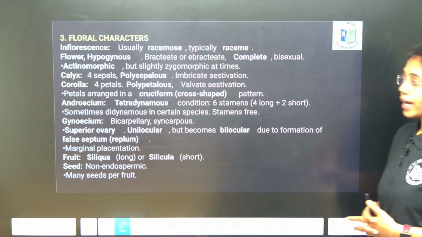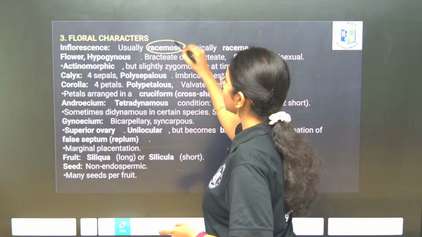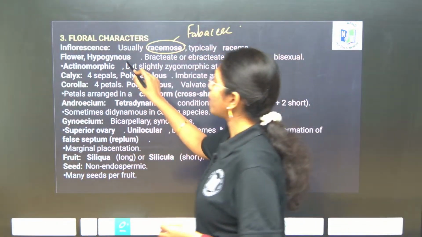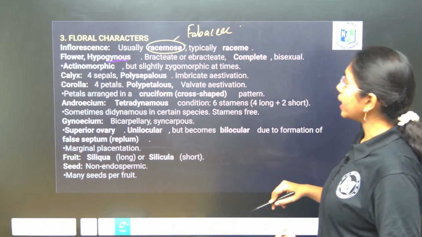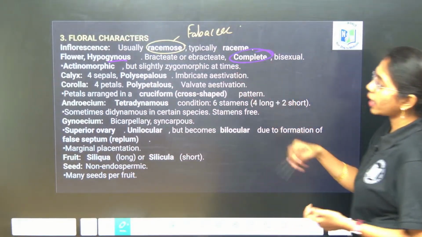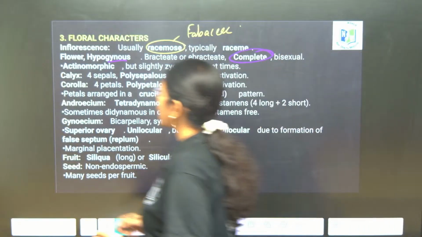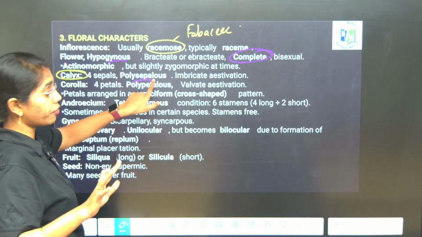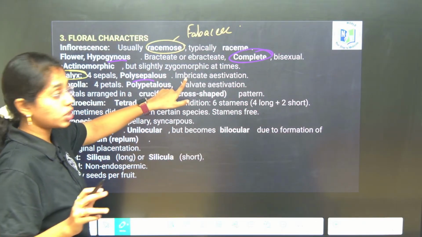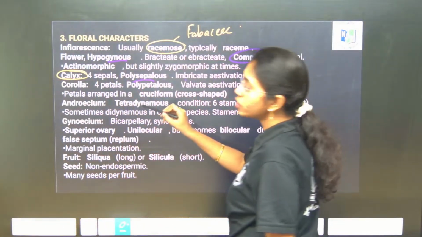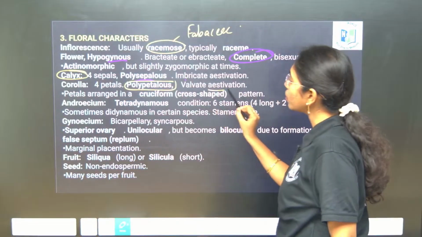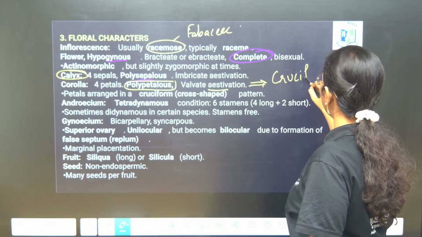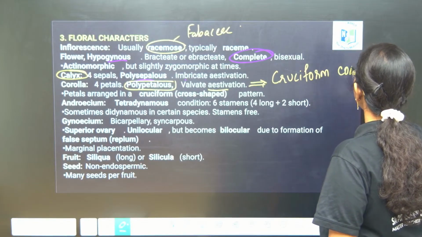Next is floral characters, racemose type of inflorescence, same as that of Fabaceae members. Fine. Flower is hypogynous with superior ovary, bracteate or ebracteate, and this is a complete flower again which is bisexual, actinomorphic. Calyx is 4, which is polysepalous, free sepals, and this shows imbricate aestivation. And then corolla, 4 petals, which shows polypetalous condition with valvate aestivation. This is also termed as cruciform corolla.